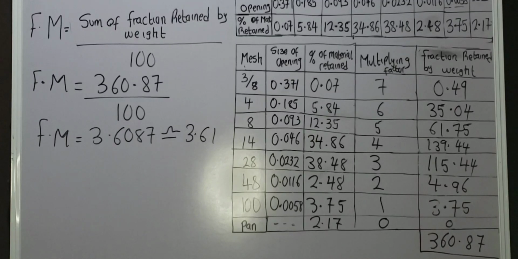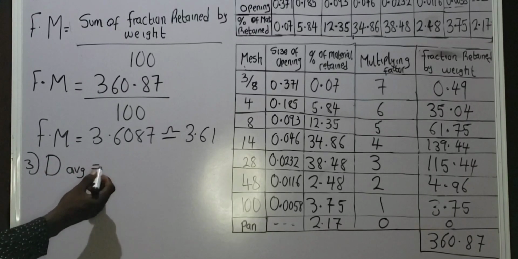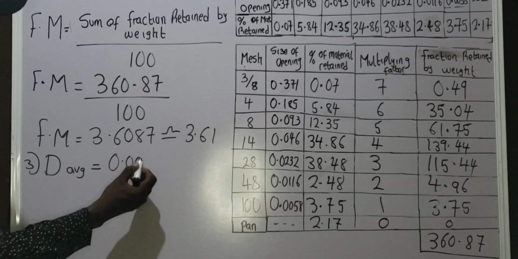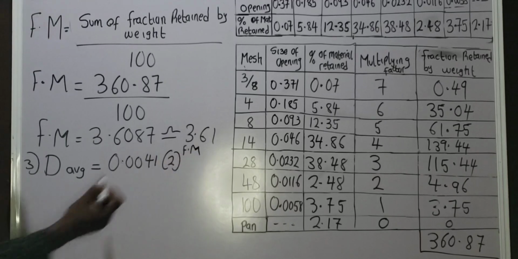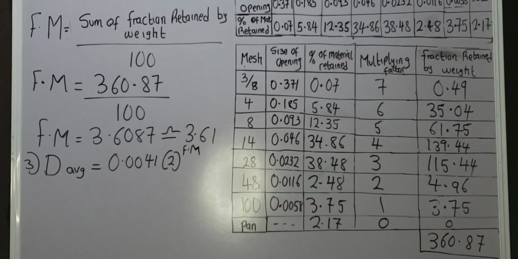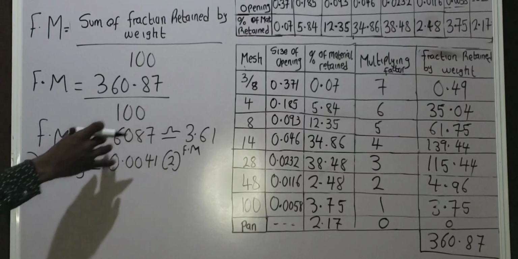Now, to determine the average size of materials in this grant, we are going to make use of this formula. The average size of ground material is equal to 0.0041 multiplied by 2 raised to the power of the fineness modulus that we got. This is the formula that we are going to use to calculate the average size of materials in the ground. So the only thing we're going to do is plug in our fineness modulus, which we have already calculated as 3.6.